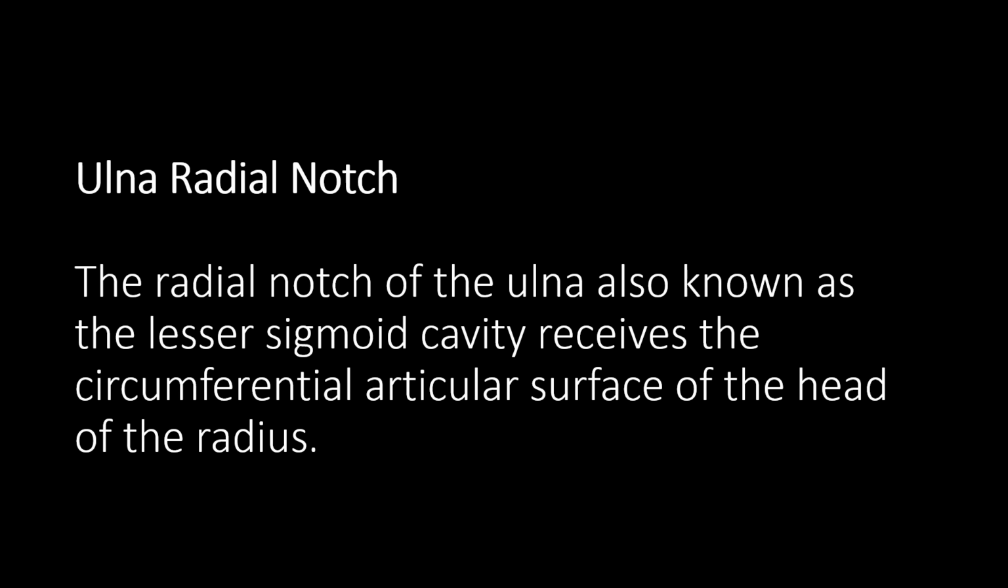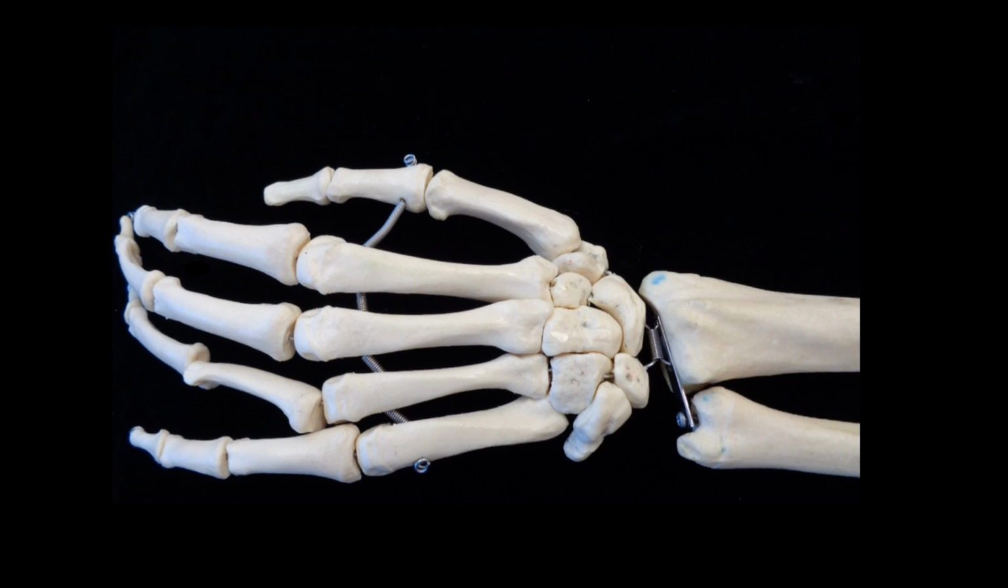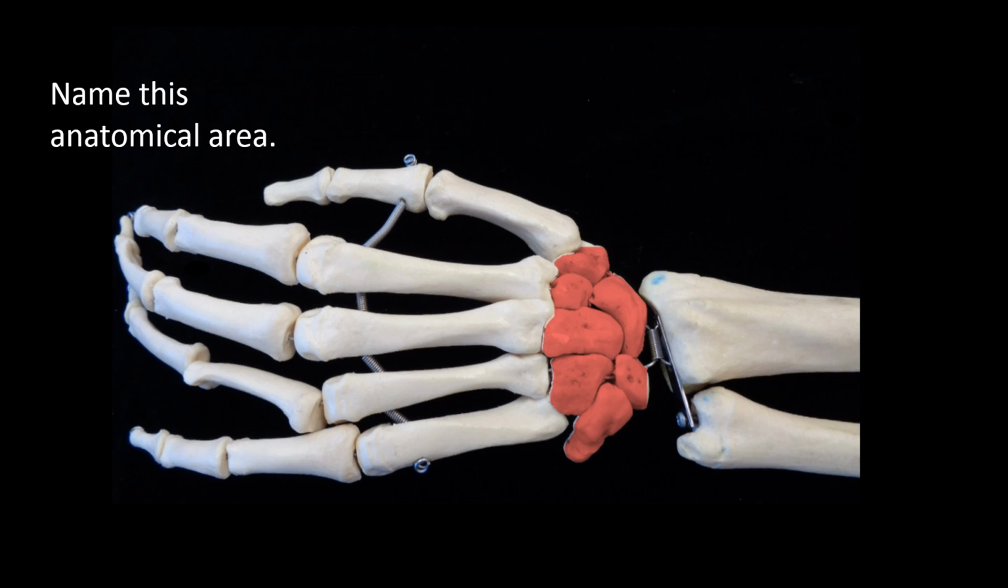Ulnar radial notch. The radial notch of the ulna, also known as the lesser sigmoid cavity, receives the circumferential articular surface of the head of the radius. Name this anatomical area.